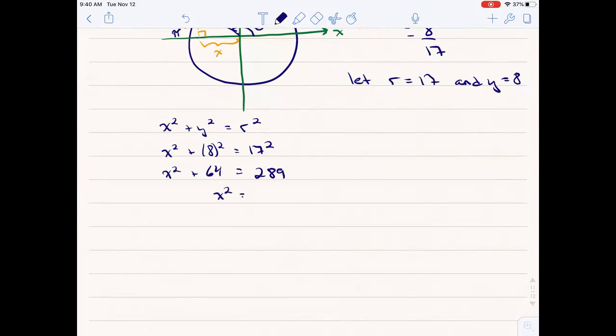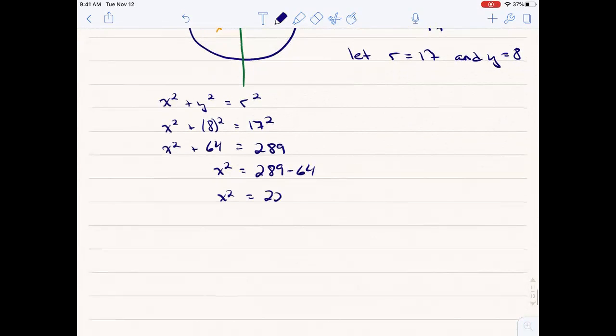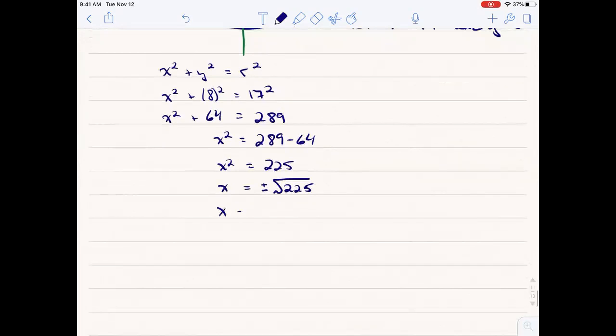So x squared is 289 minus 64. So x squared, 289 minus, oops, not divided, minus 64, 225. So x is the plus minus square root of 225. So x is plus minus 15.